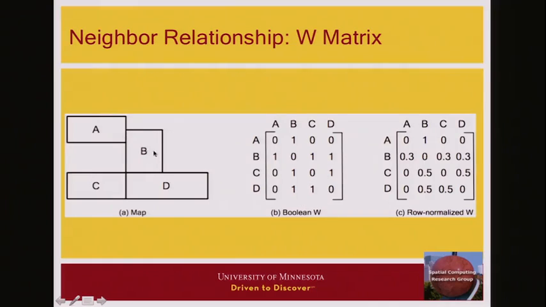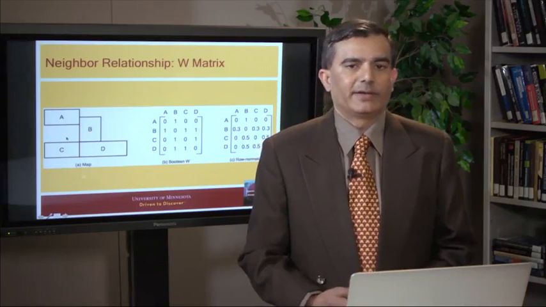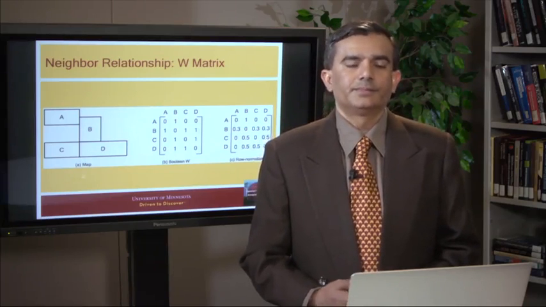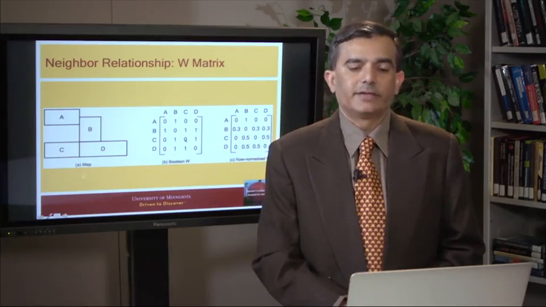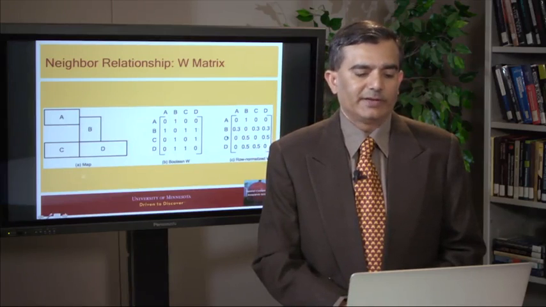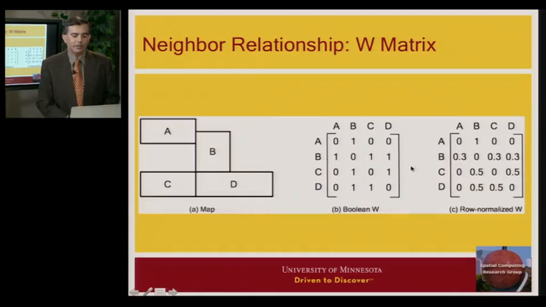For example, polygon A and B are adjacent to each other, so there is a 1 in the row for A and column for B. But if you see the row for A and column for C, there is a 0, meaning polygons A and C are not adjacent to each other. This is one way to define a neighborhood matrix. You could also define it by distance. And once this neighborhood matrix is defined, sometimes people do row normalization. For example, in case of B, there are 3 neighbors, A, C, and D. So we essentially divide each number by 3 in order to make sure the row sums are constant.